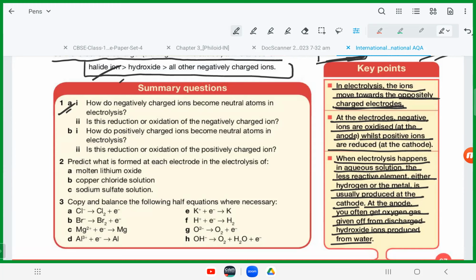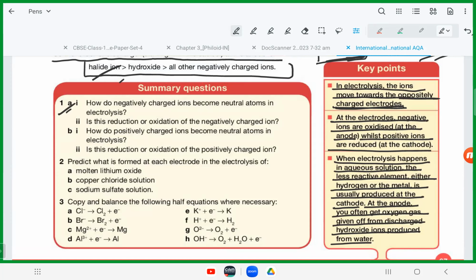Because they're negatively charged, they're attracted to the anode, which is positively charged, and they lose electrons, which makes them stable, with the structure of an atom.